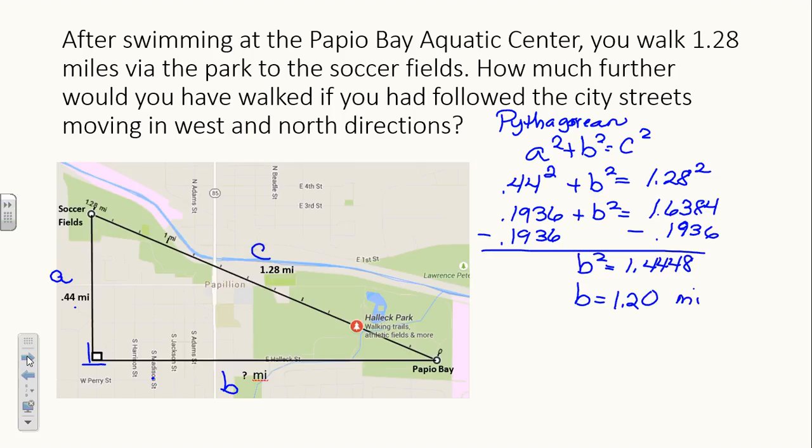So this would have been 0.44. This was 1.20, right? So let's see how much further this guy would have been if this person had gone these 2 directions instead of this one. So 1.2 plus 0.44 is 1.64, right? So 1.64 is quite a bit more than 1.28.